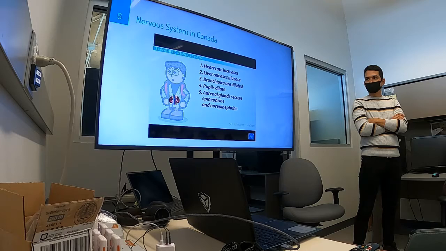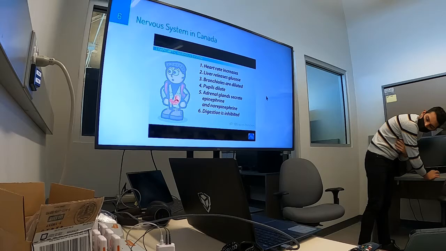So while the initial fight or flight response is mediated by neurons, these hormones serve to reinforce and help to sustain the response. Number six, digestive activity is inhibited.